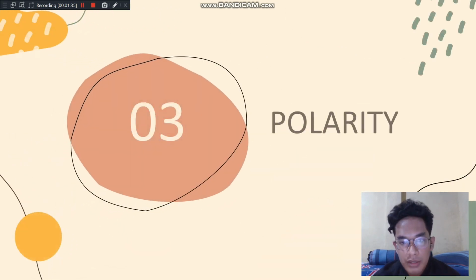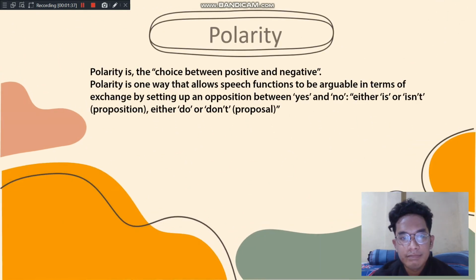Moving on to the polarity. Polarity is the choice between positive and negative. Polarity is one way that allows speech function to be arguable in terms of exchange by setting up an opposition between yes and no, either is or isn't, proposition, either do or don't, proposal.